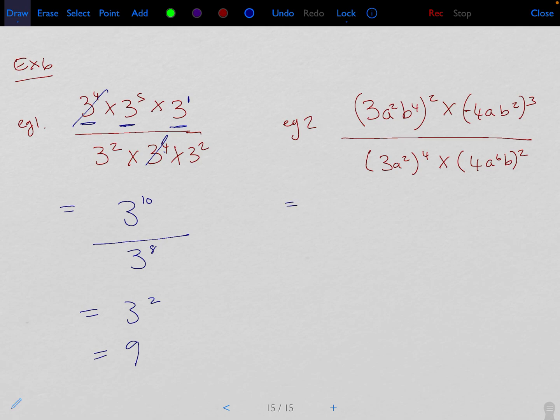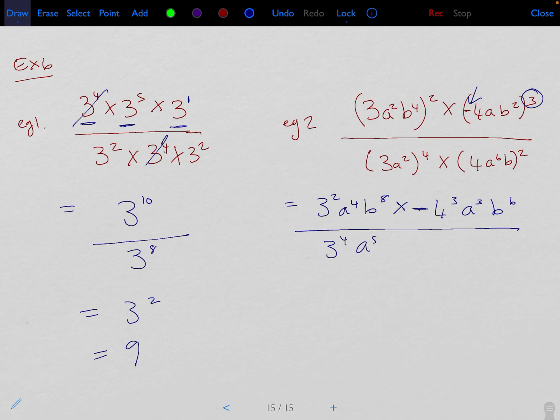This one over here, I've got 3 squared, a to the 4, b to the 8, times by negative. Again, there's 3 of them, so it's going to stay negative. 4 to the 3, a to the 3, b to the 6. At the bottom here, 3 to the 4, a to the 8, times by 4 squared, a to the 12, b squared. You don't want to go and work out what 4 cubed is. It's going to make your life harder. Just keep them as they are, and then simplify first, and then you can work it out. So these 2 3's cancel with 2 of those. So at the bottom, we have 2 3's left.